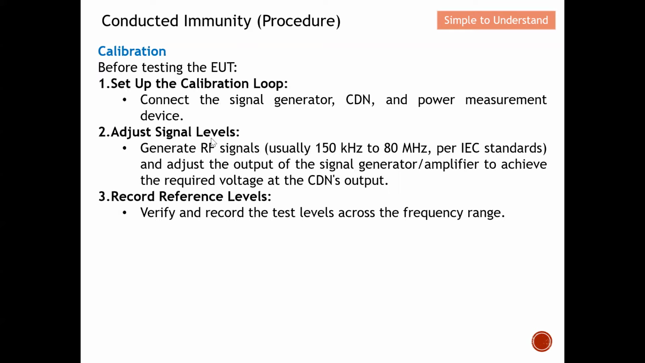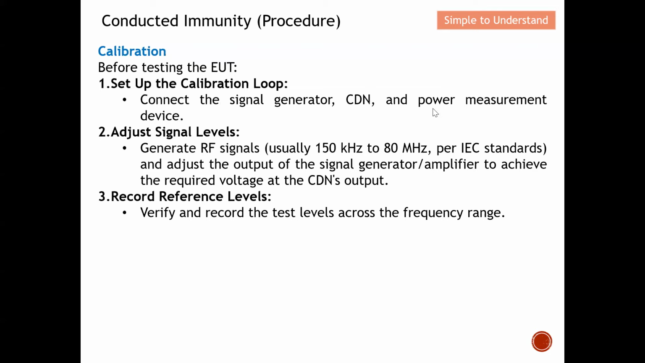Next, under calibration. Before we test the EUT, we need to set up the calibration loop. As I mentioned earlier on, firstly, the noise will be generated by the signal generator. The CDN will ensure that the noise you generate from the signal generator is able to reach the EUT. We also need to measure the power.